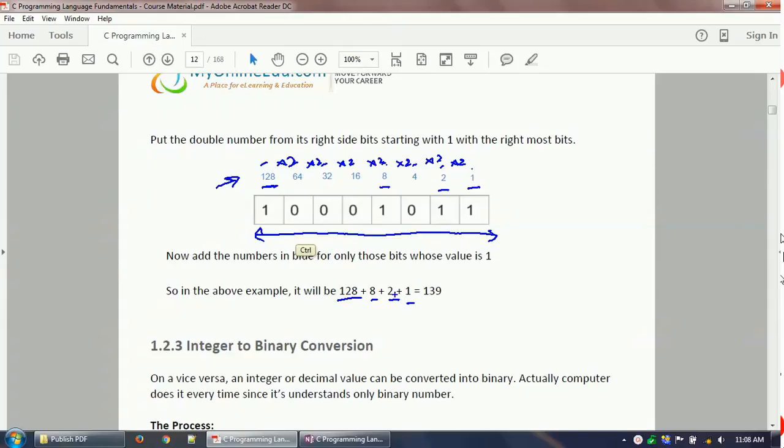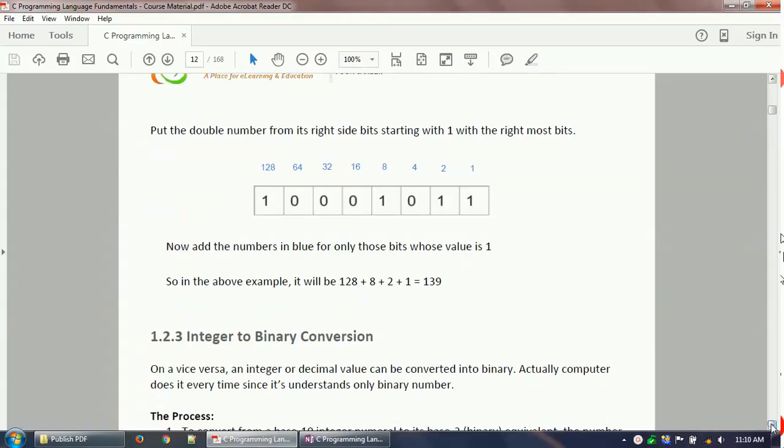We ignore zeros, because anything multiplied by 0 is 0, so that is why we don't consider 0. We consider only the bit value 1, and then we add them, and we get a final value which is 139. So this is a little bit of a shortcut. You don't have to do many multiplications, 2 to the power something, those calculations you don't have to do, but this is a shortcut way. But this method actually comes from the earlier method that I have shown you before.